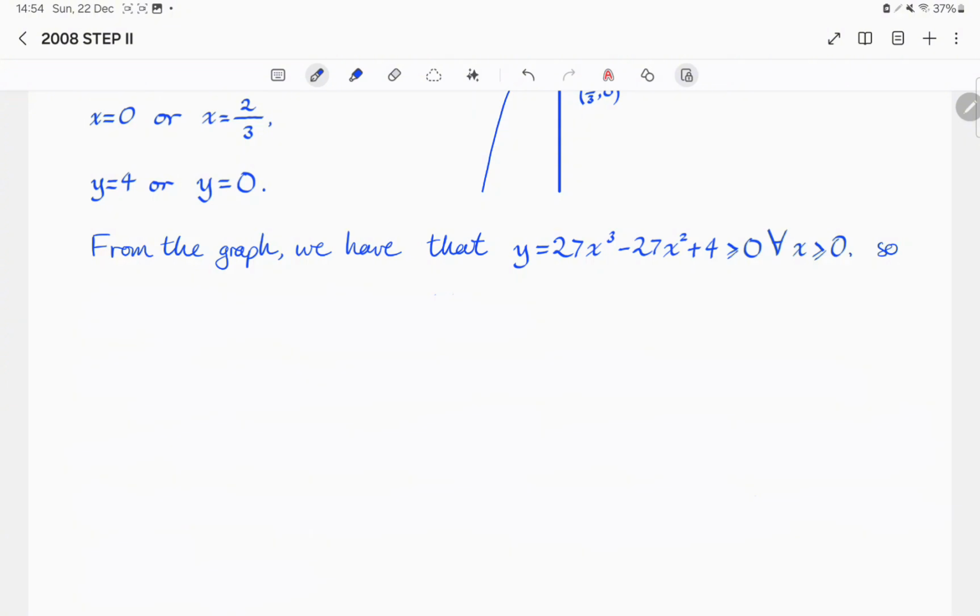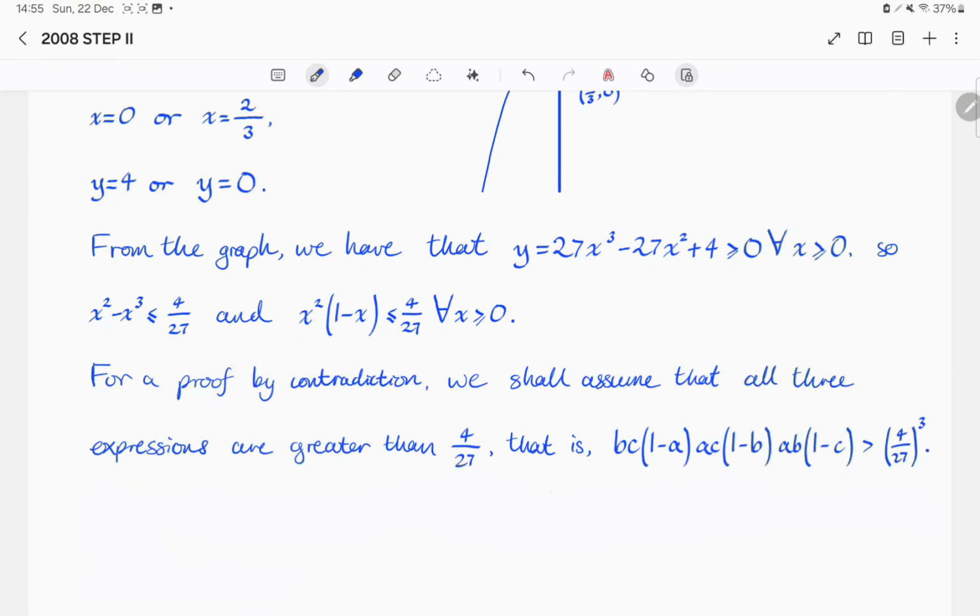Now, from the graph, we have that y is always greater than or equal to 0 for all x greater than or equal to 0. Therefore, by rearranging, we can arrive at x squared minus x cubed is less than or equal to 4 over 27, and therefore x squared, 1 minus x, is less than or equal to 4 over 27 for all x greater than or equal to 0, as required.